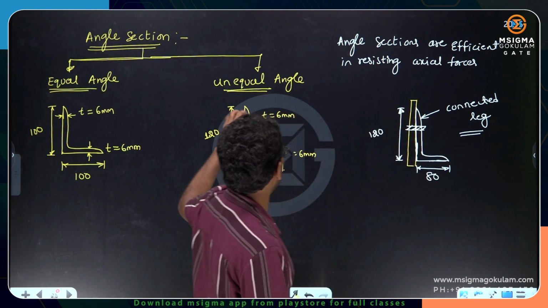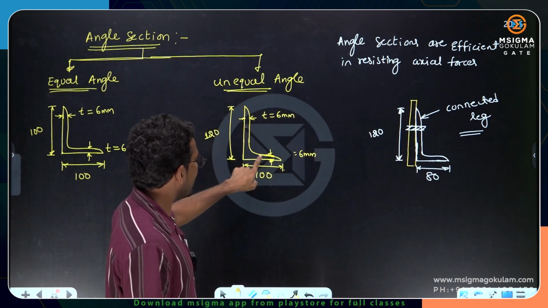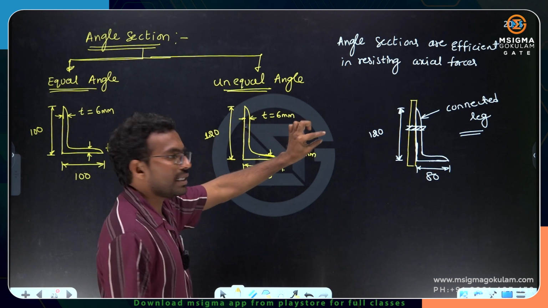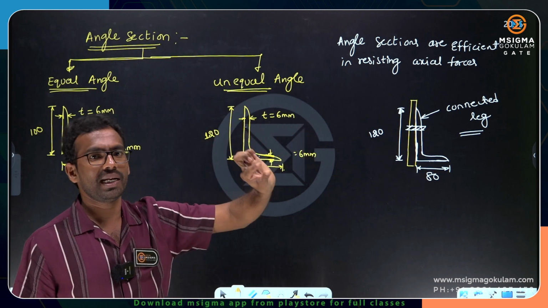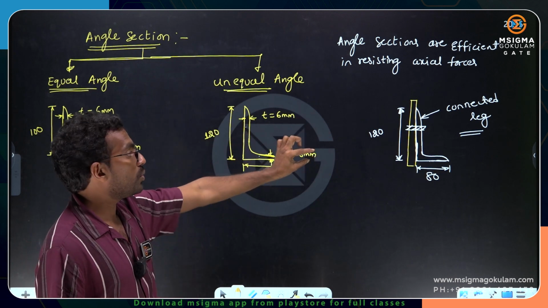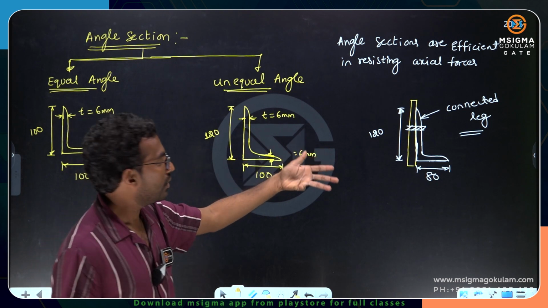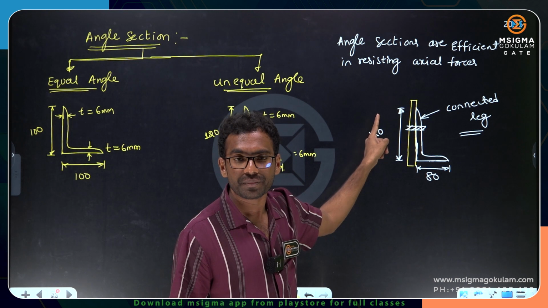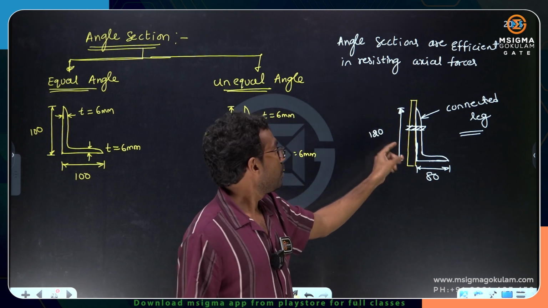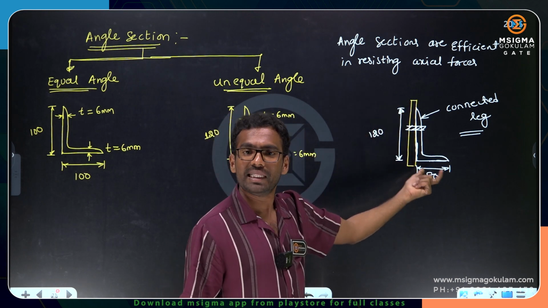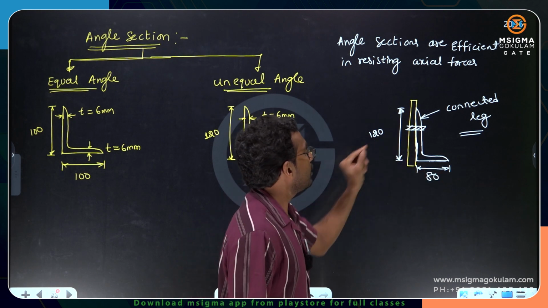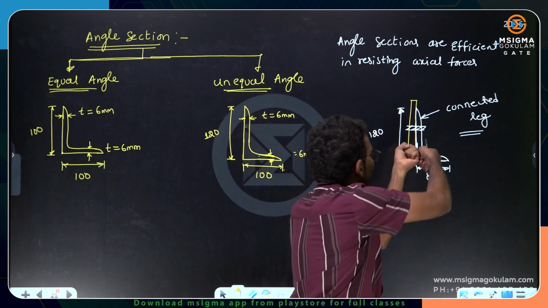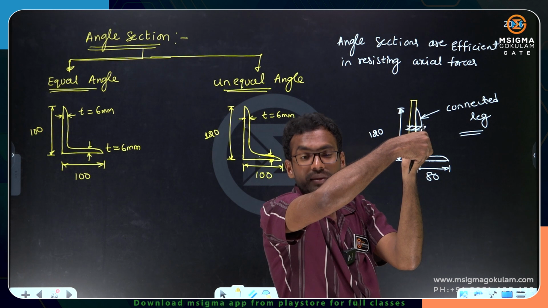But in an angle section, we have two legs. This is one leg, this is another leg. One should be connected, another should be an outstanding or unconnected leg. So to transfer force effectively, do you connect the 80 mm leg to the gusset plate or the 120 mm leg? 120 mm, because the 120 mm leg has more area than the 80 mm leg. When you connect a member with more area, we can transfer more force. That is the best section.